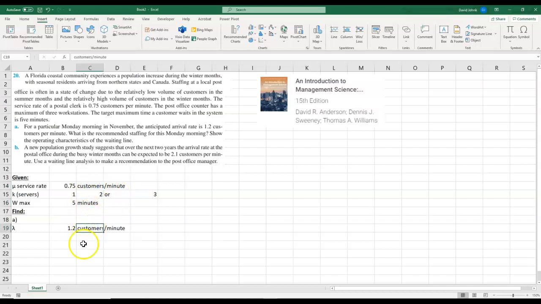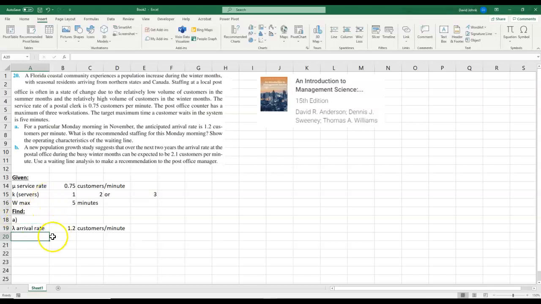So it looks like our calculation should be good when we start to calculate because we've got all the units correct. And you want to make sure this isn't minutes per customer either, right? It's got to be customers per minute. Because that would be 1 over lambda and 1 over mu. So I'm going to go lambda, arrival rate.